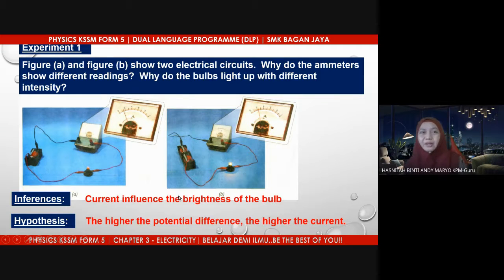And when we come to the hypothesis, this is the thing that we can test in a laboratory. The higher the potential difference, the higher the current. These are the two variables related in this study. The higher the potential difference means the more batteries; the higher the current, the brighter the bulb will be. So you can write the inference and hypothesis first. If you are done, you can type done so you can go to the next slide.